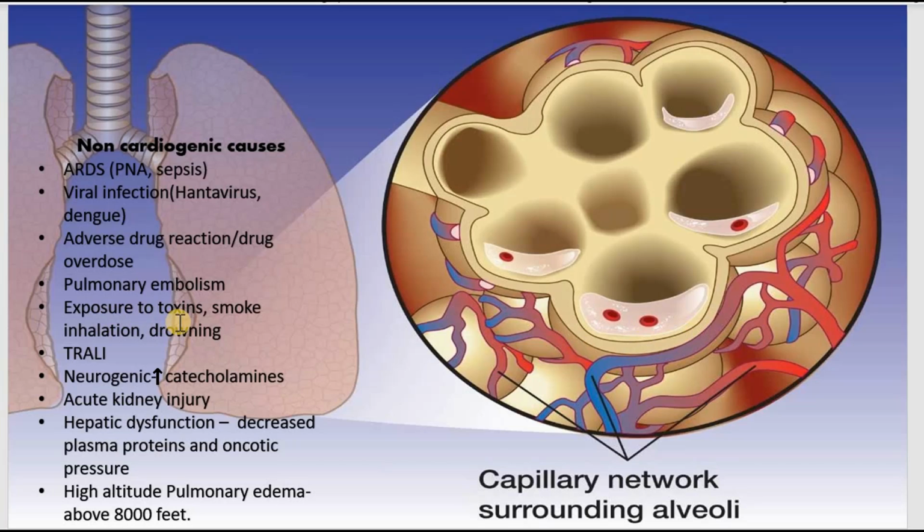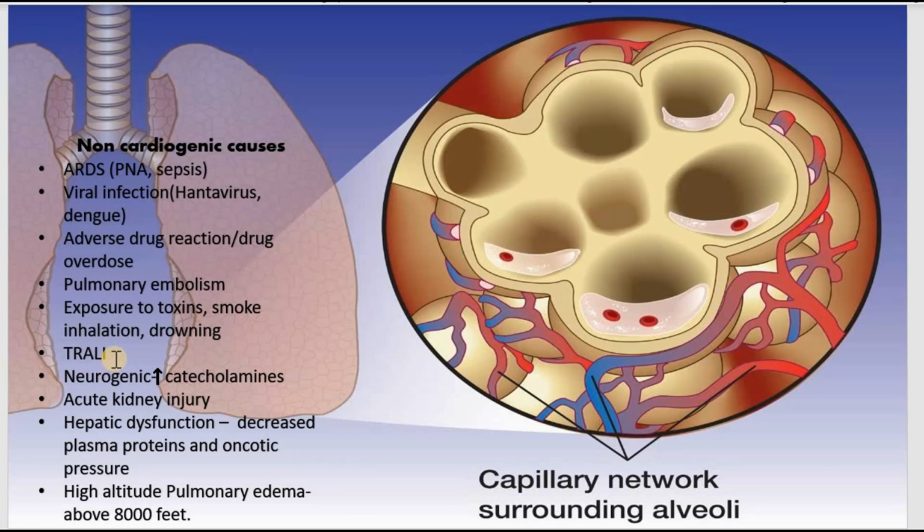Exposure to toxins. Certain toxins inhaled can damage the lung alveoli and the capillary membrane. Smoke inhalation. Smoke contains chemicals that can damage again the alveoli and capillary membrane. Fluid leaks into the lung alveoli, causing pulmonary edema. Drowning, that is fluid aspirated into the lung alveoli. Another cause for non-cardiogenic pulmonary edema is TRALI, that is transfusion-related acute lung injury.